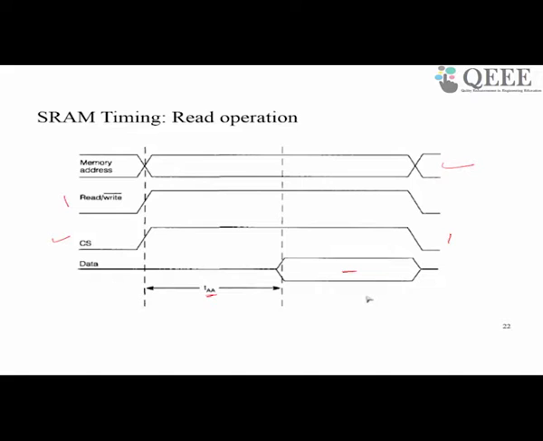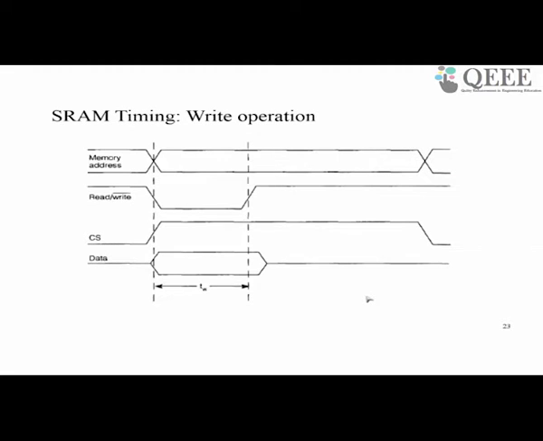So this is the read cycle of an SRAM. For the purpose of writing, again the address is provided, read bar write bar is made 0, and the chip is selected.